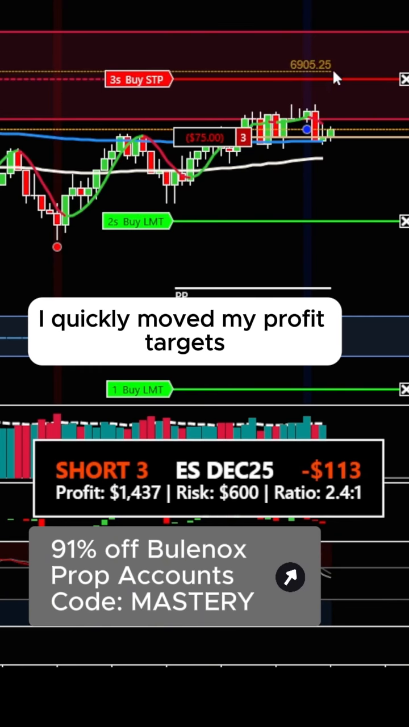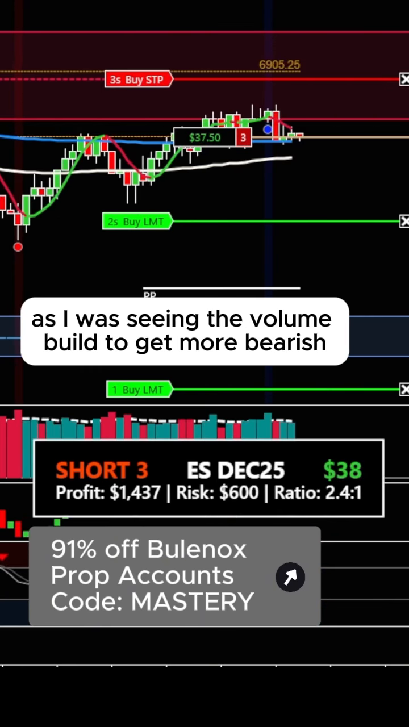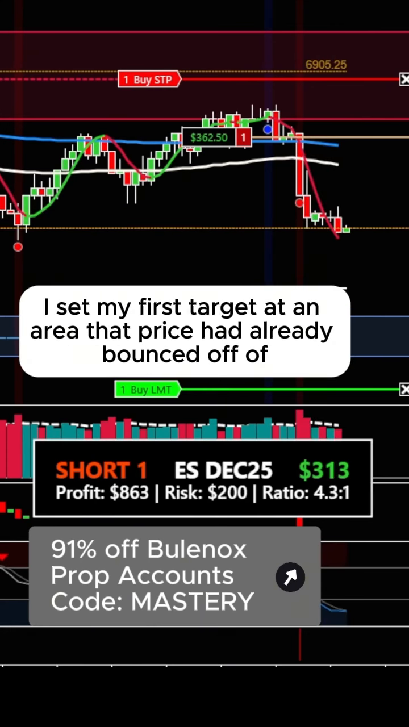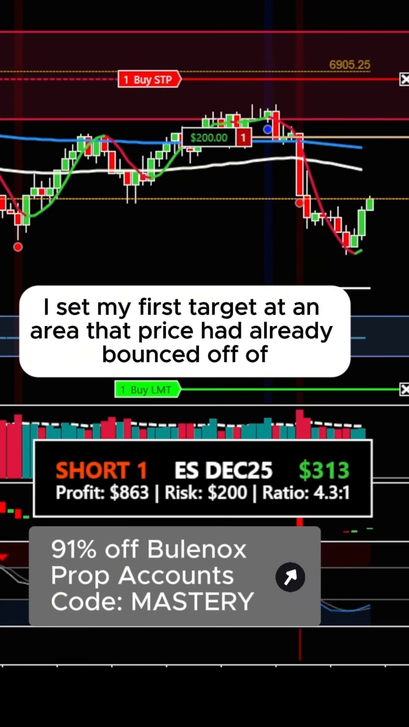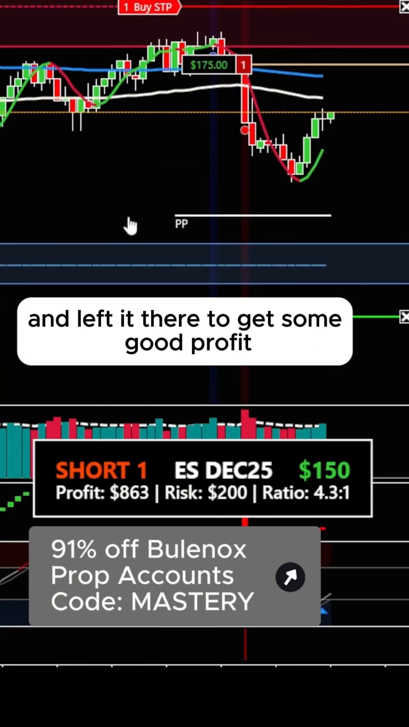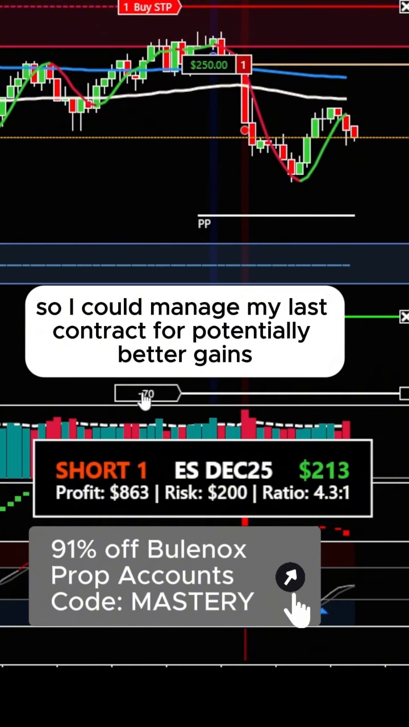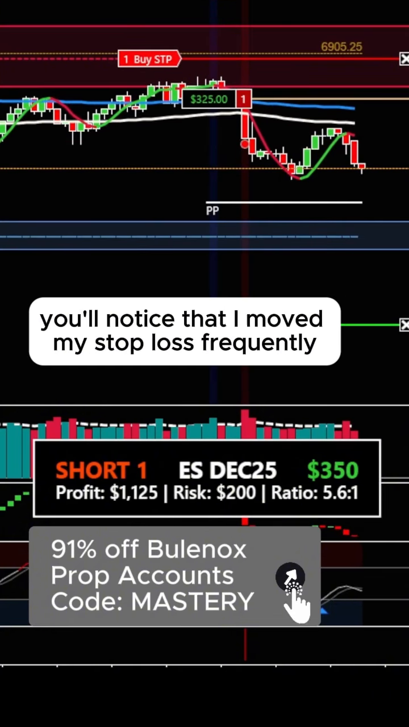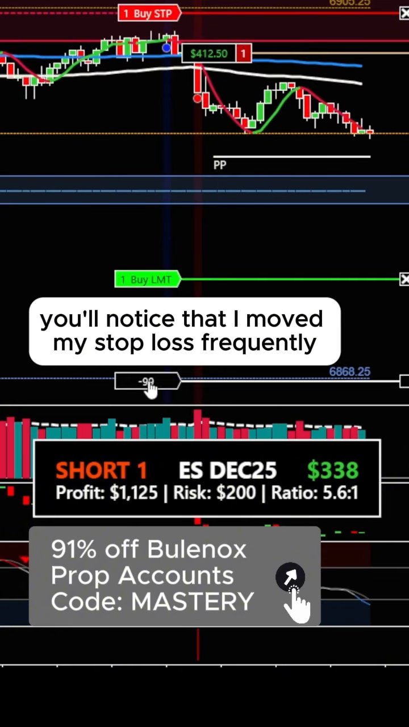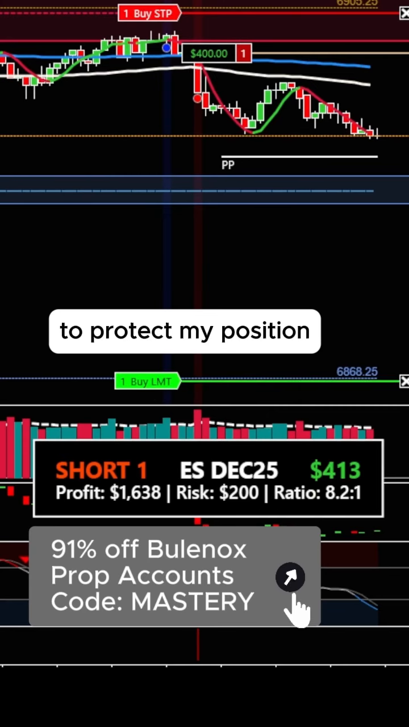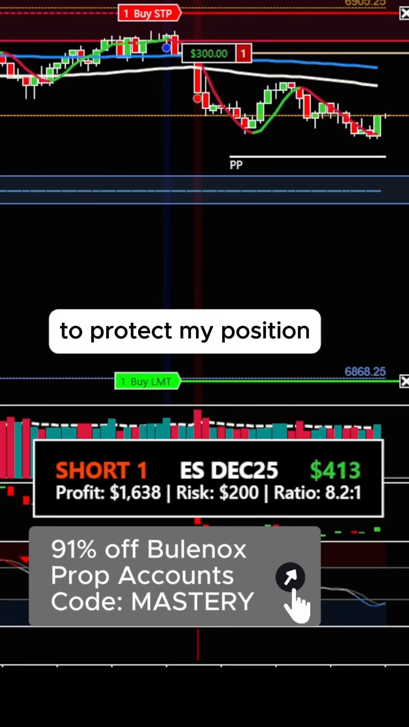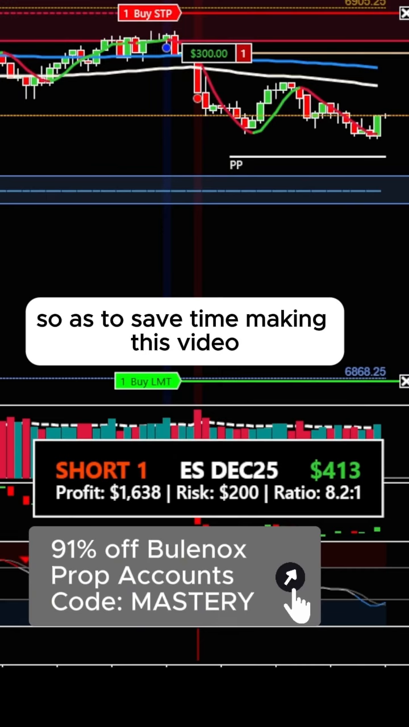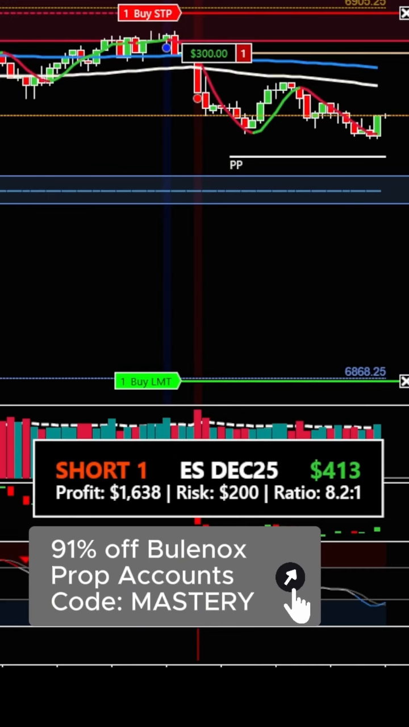I quickly moved my profit targets as I was seeing the volume delta get more bearish. I set my first target at an area that price had already bounced off of and left it there to get some good profit so I could manage my last contract for potentially better gains. You'll notice that I moved my stop loss frequently to protect my position. Note that I have sped up my recording so as to save time making this video.